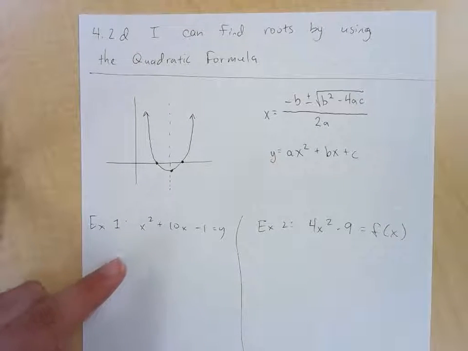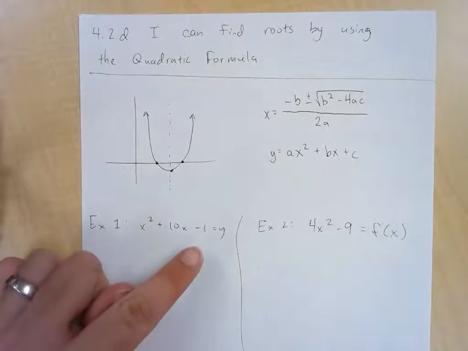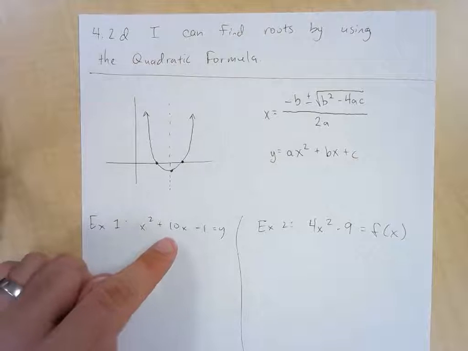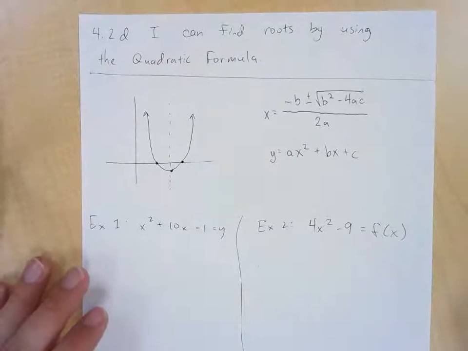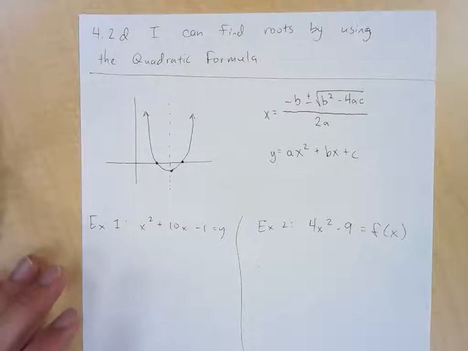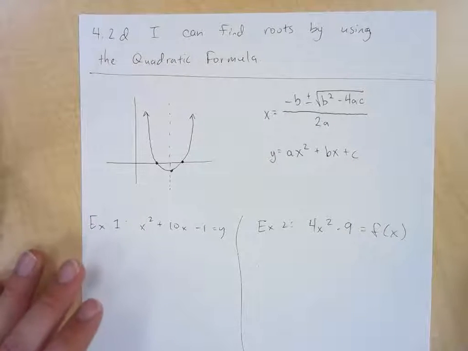If we're looking at our first example, which is x squared plus 10x minus 1, you can try to factor, but unfortunately x squared plus 10x minus 1 is not going to factor. There's no numbers that multiply to be negative 1 and also add to be 10. So instead, we're going to have to use the quadratic formula. And you should definitely always try to factor first, probably because it's faster.